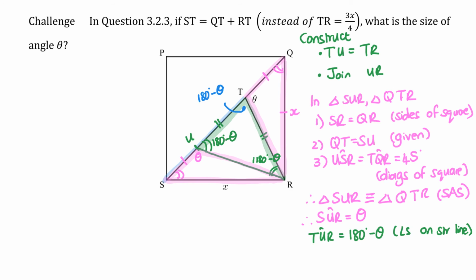And since I've got angles opposite equal sides, each one will be 180 degrees minus theta. Just fix that mistake I've made there. So we know that that will equal TRU, angles opposite equal sides. And since all my angles are equal, surely each angle will equal 60 degrees, which means that theta must be 120 degrees.